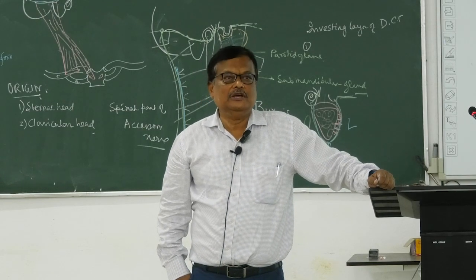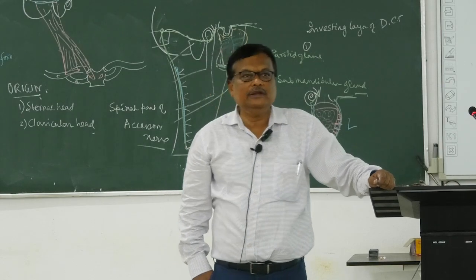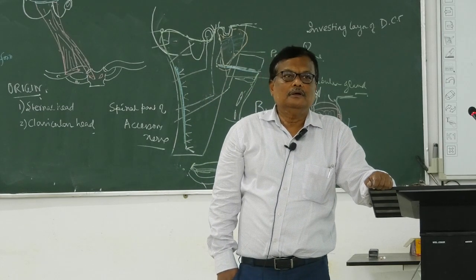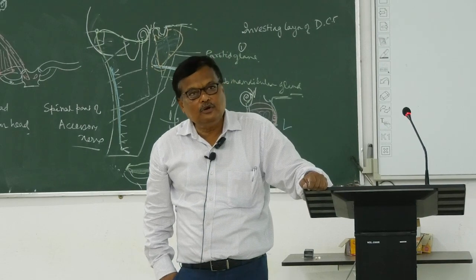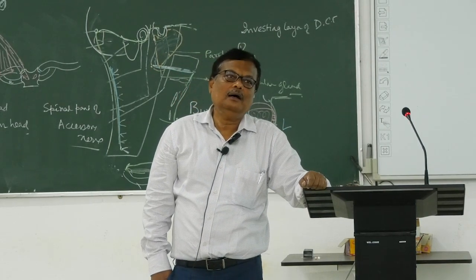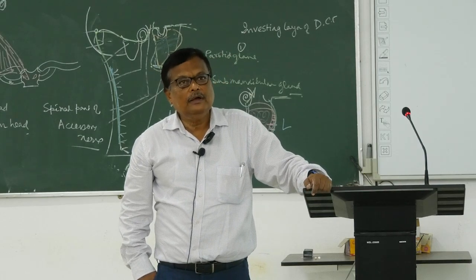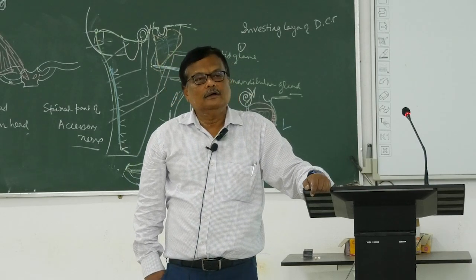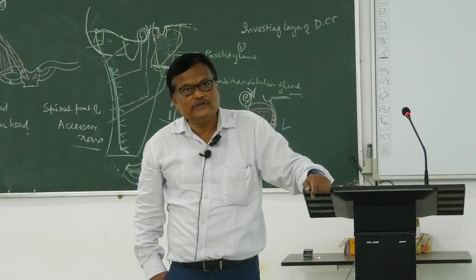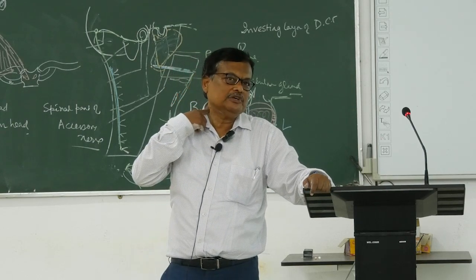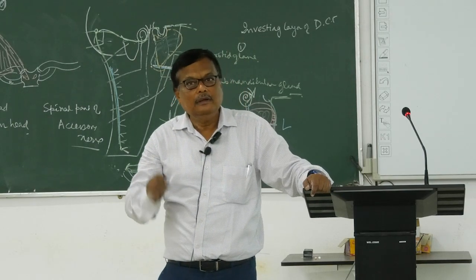Known as the trapezius. So spinal accessory nerve supplies the sternocleidomastoid and the trapezius muscle. আবার রিপিট করছি, spinal accessory nerve supplies the sternocleidomastoid muscle and trapezius muscle, right?